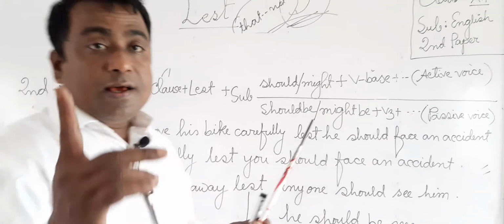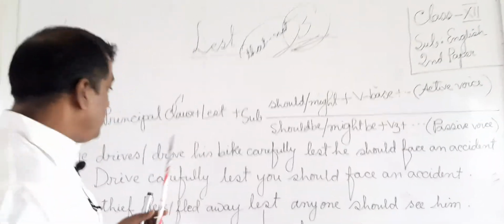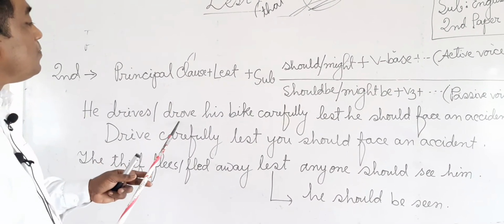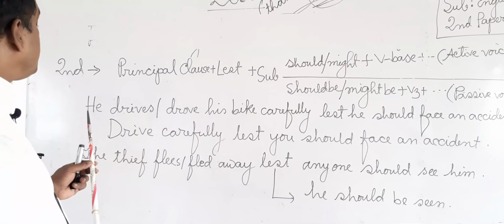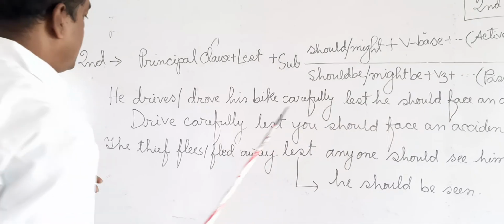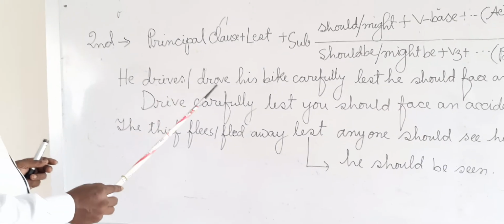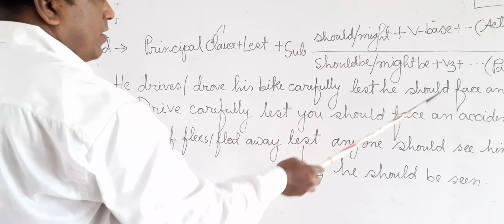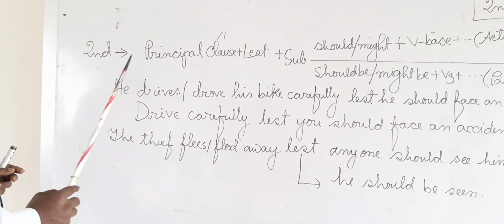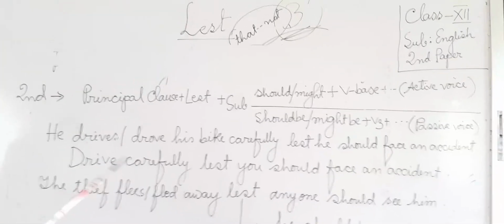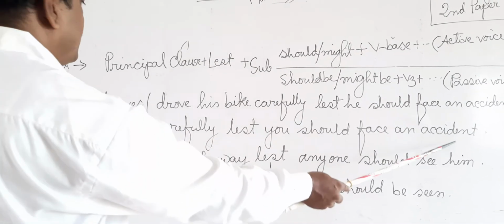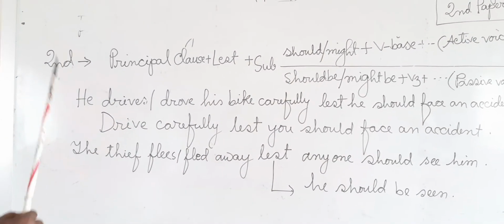Okay, let me clear it by using some examples. You can see some sentences have been written on my whiteboard. He drives or drove. It's present tense, it's past tense. The subject is he. He drives or drove his bike carefully, lest he should face an accident. Whether it is present tense or past tense, for the subordinate clause after 'lest', you can use 'should' or 'might' and the base form of the verb. It's an assertive sentence. It could be an imperative sentence also. You see the second sentence: drive carefully, lest you should face an accident.